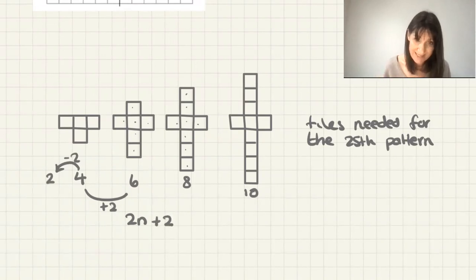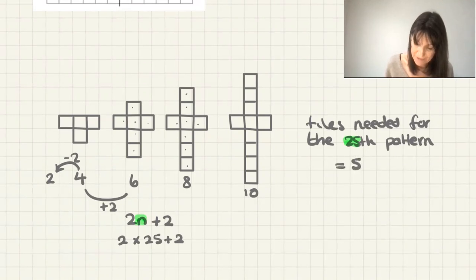I want the 25th pattern, so the number 25 will go in where the n is. And I end up with 2 times 25 plus 2. 2 times 25 is 50, and 50 plus 2 is 52. 52 tiles for the 25th pattern.